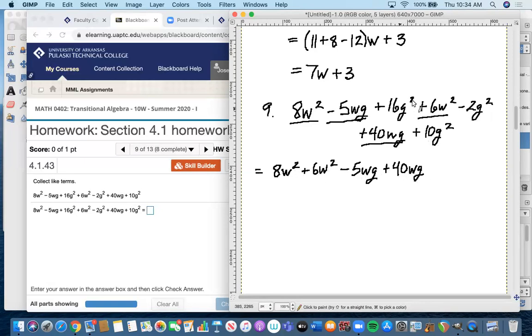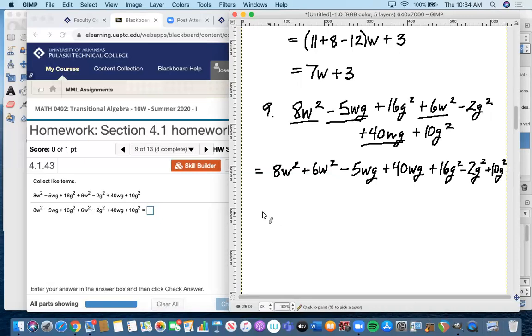Now I'm going to do my G squared. So I've got 16G squared minus 2G squared plus 10G squared. I'm going to write all those: plus 16G squared minus 2G squared plus 10G squared.